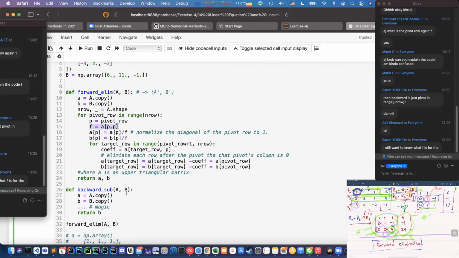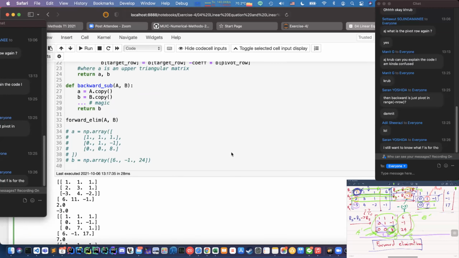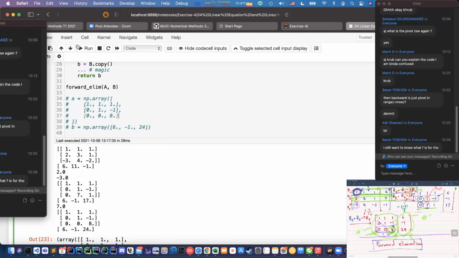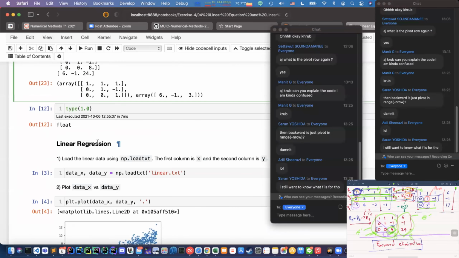Now go to backward elimination and put the two together. And if you're done, let me know. If you're done, this is what you can try. Let me show you.